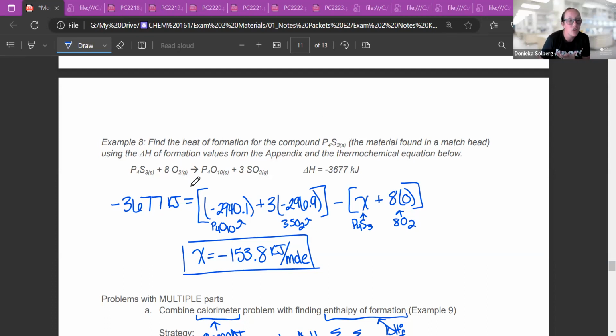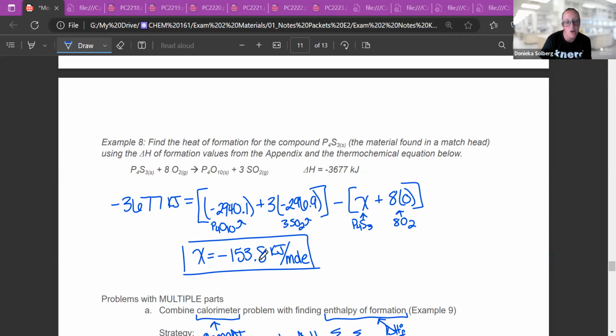And then I can look up, well, this one's 0. I can look this one up and this one up, but I can't look this one up. So it's like products minus reactants. So plug and chug. This one, P4O10, I found in the table. And then I have 3 SO2s, which I found in the table, so products, minus, this is the one I don't know, so that's my X value, plus 8 oxygens, oxygen is 0, so it's really just minus X over here. Again, solve for X, watch your signs.